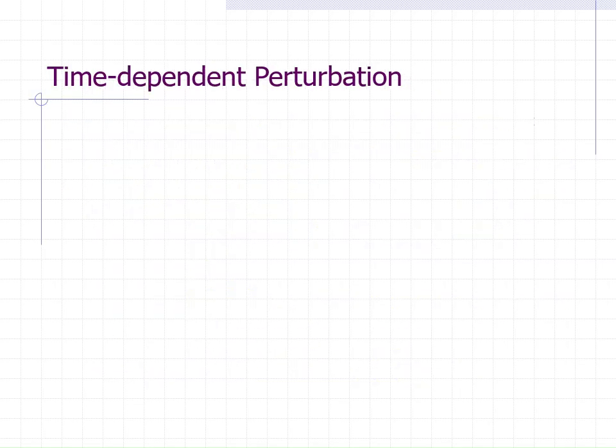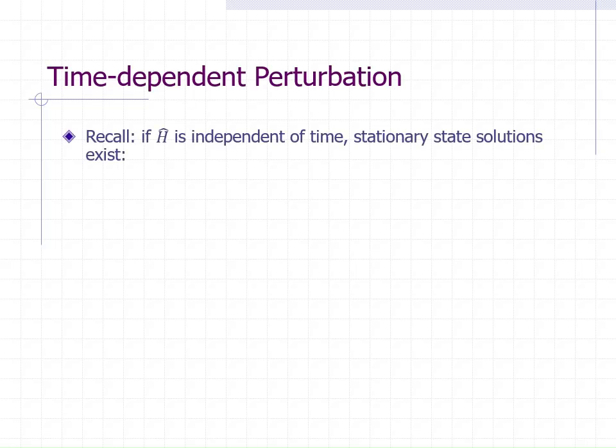Now let's introduce time-dependent perturbation theory. First, recall that if the Hamiltonian is independent of time, then stationary state solutions exist. These solutions are denoted by uppercase psi, which depend on coordinates q and time t, and can be written as a factor that depends only on coordinates, denoted by lowercase psi, times a time-dependent factor, given by e to the minus i E t over h bar.